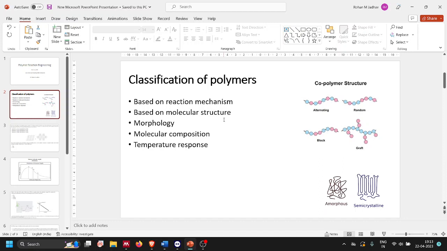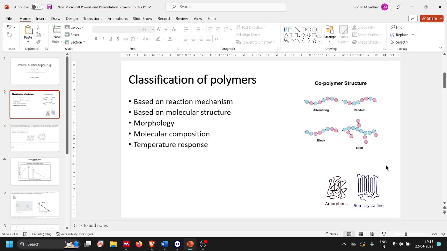Next classification based on molecular structure would be branched chains. Branched chains are, as you can see right here, a kind of branching. On the main polymer backbone, there are small groups coming out. Secondary groups are attached to the main polymer backbone. So that is defined as the branching polymers.